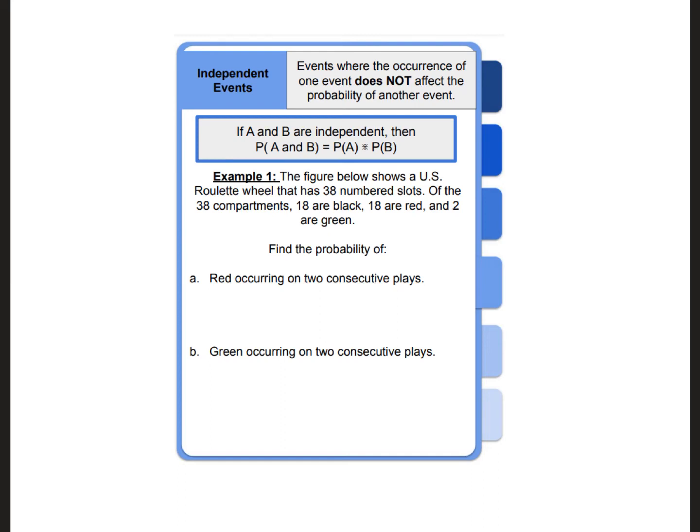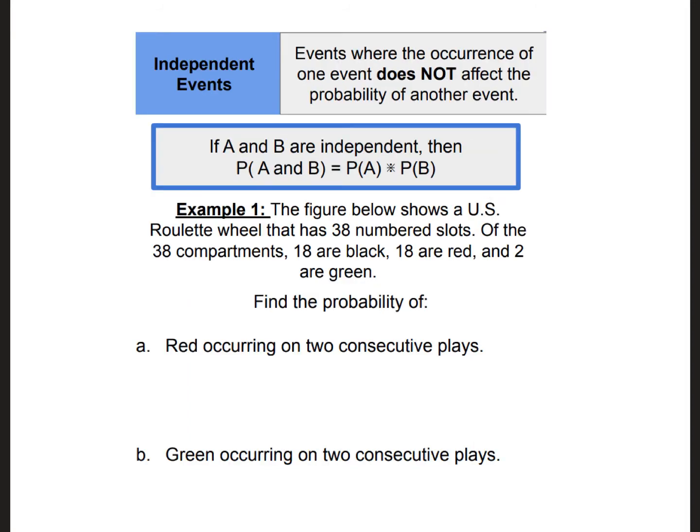Today, we're going to start out by talking about independent events. Independent events are events where the occurrence of one event does not affect the probability of another happening. If A and B are independent, then the probability of A and B happening is the probability of A times the probability of B. So without further ado, let's go ahead and get started.